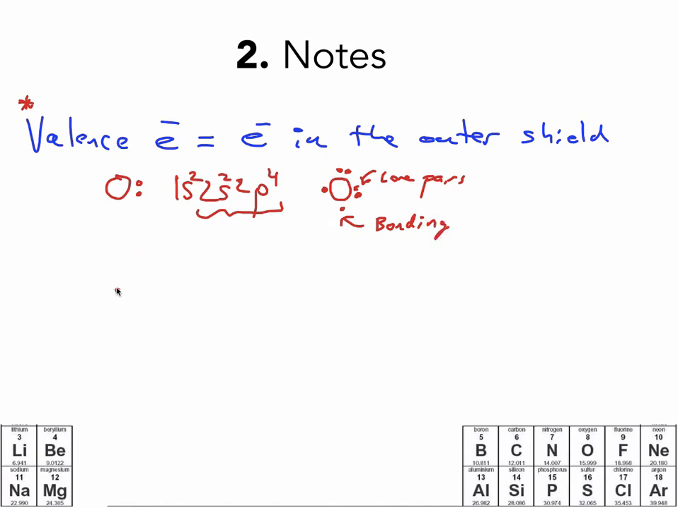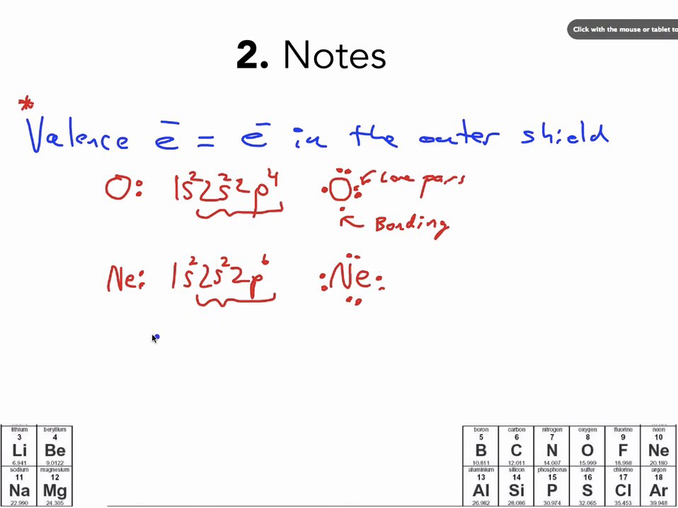Now conversely, if we look at a noble gas like neon, 1s2, 2s2, 2p6, and we look at the last shell, we see 8. So if we do neon, this is called Hund's rule, giving them all singular dots first. Here you have 4 lone pairs of electrons. So you have no bonding electrons, which is why Regina George is always hanging out by herself at the table.